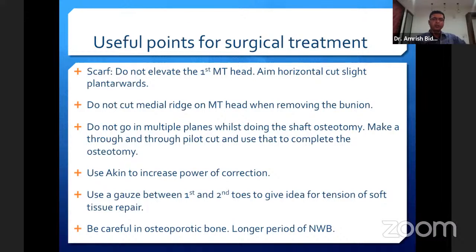In osteoporotic bone, you have to give them a longer period of non-weight bearing, because especially if you do a scarf, they can develop troughing there, and that can lead to all sorts of other problems.